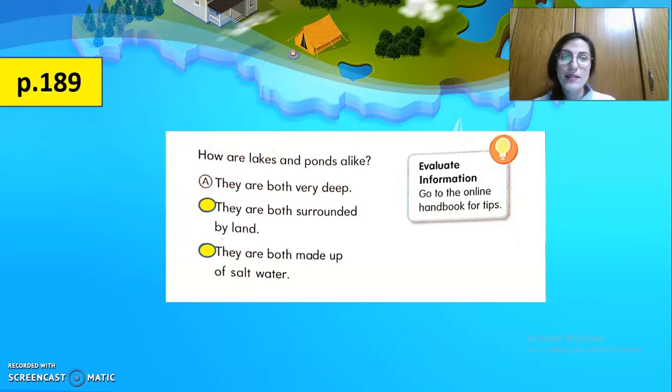Well, it is, and we listen up carefully, of course not A because both are not very deep. Of course it is B because lakes and ponds are surrounded by land on all directions, okay? And of course it's not C because they are not both made up of salt water. We said that most lakes and all ponds are made up of fresh water. As for A, we said that the lakes are bigger and deeper than ponds, which means that they are not both very deep. So that's why we chose letter B, because both lakes and ponds are surrounded by land.